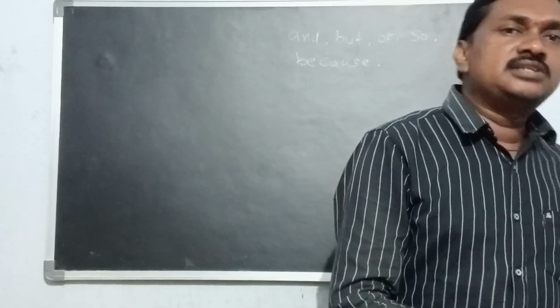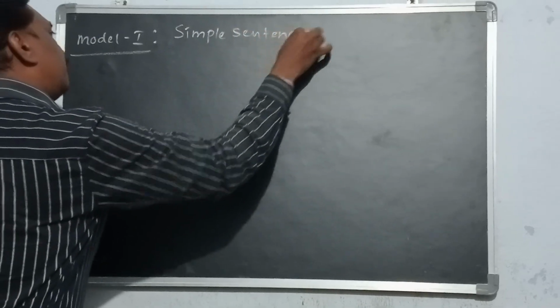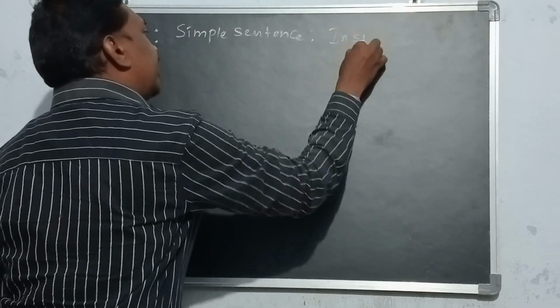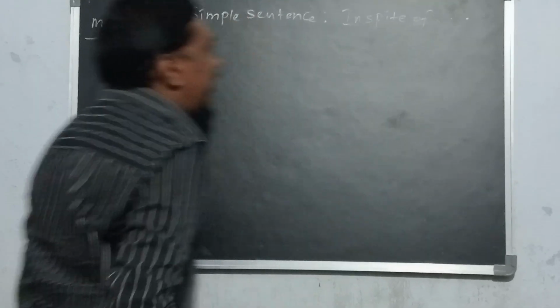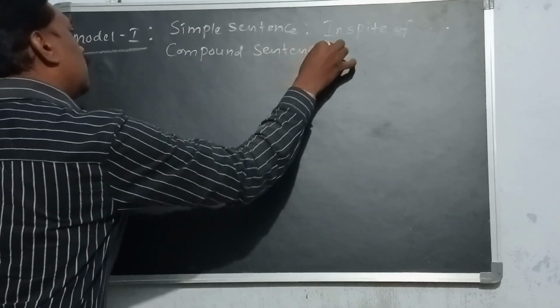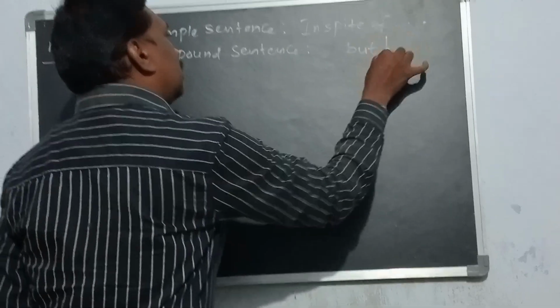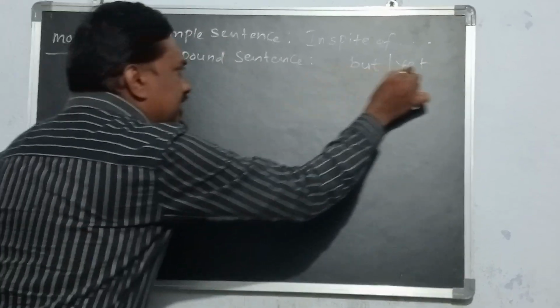So now let us discuss the models of simple, compound and complex sentences. There are 6 models in simple, compound, complex. Let us discuss the first model, model 1. So in model 1, simple sentence, phrase, keywords, in spite of. In simple sentence, the phrase is in spite of. Next, compound sentence, coordinative conjunctions are but or yet.